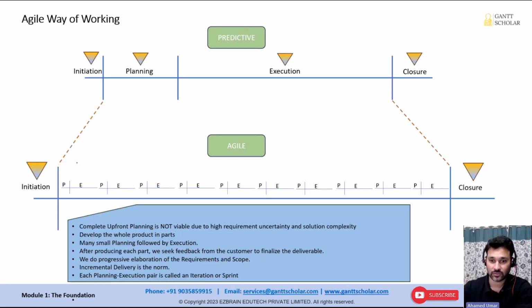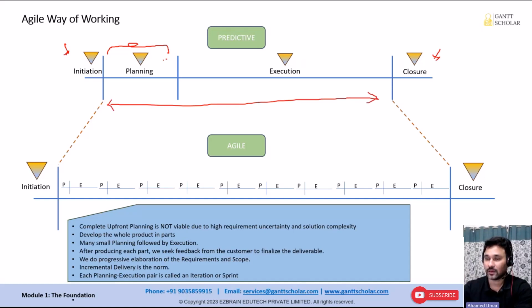So every project should have initiation and closure phases. So here we have initiation, here we have the closure. However, we cannot do a comprehensive planning at the beginning of the project and start, because many requirements won't be there. We will not know how to implement them as well. So what we need to do is take small steps and go for small planning followed by execution.